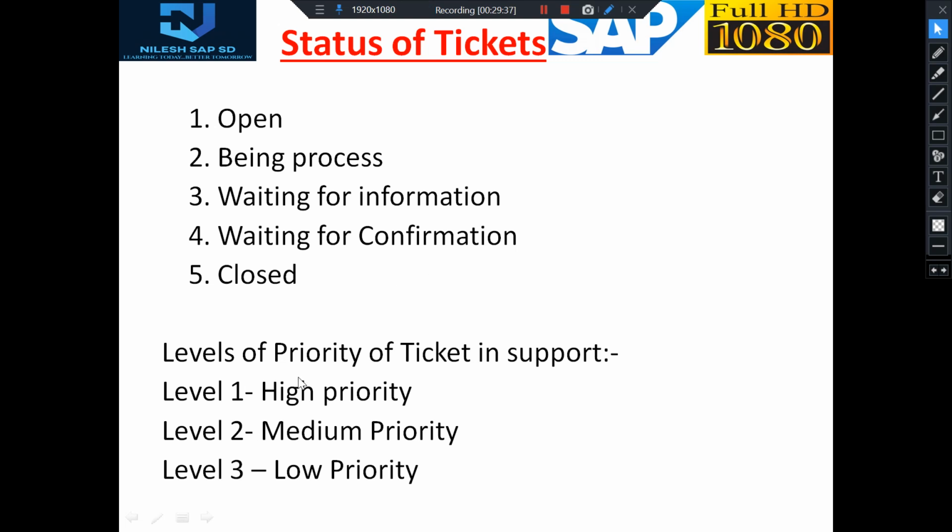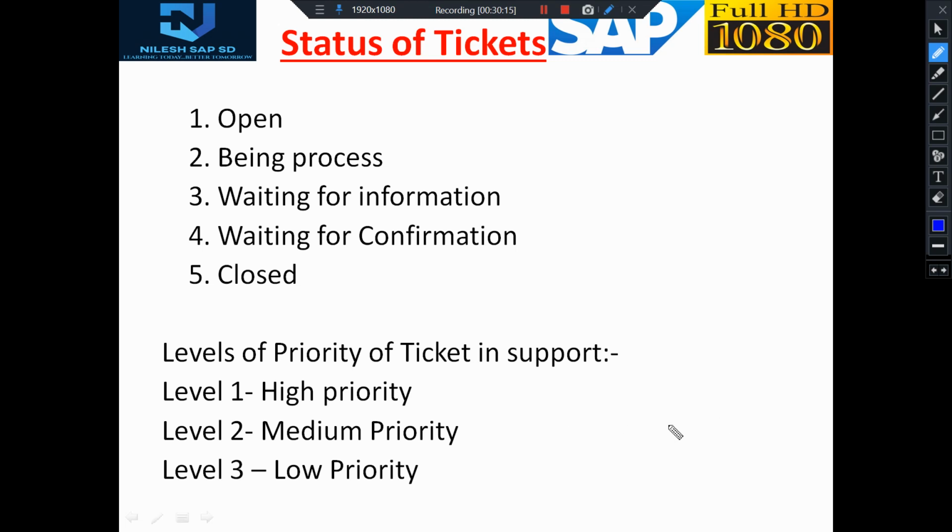Now coming to the next, which is the level of priority of a ticket in support. It differs, but I have mentioned three here: high priority, medium, and low priority. The timeline also depends upon that. If it's critical, something which is hampering the day-to-day transaction, then for that we'll put it as high priority. The user will put it and assign it to you. And if it's something between low and high priority, we mention it as medium priority.